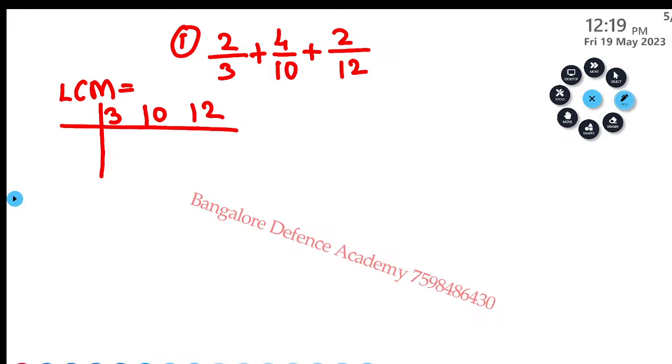Okay, so now I will take 2. In 2 table 3 is not there. Now 10 divided by 2 gives me 5. 12 divided by 2 gives me 6. Again take 2. This is 3. This is 5. 6 divided by 2, take 3. Now you take 3. 3 ones are 3. This is 5. This is 1. Now you take 5. This becomes 1.